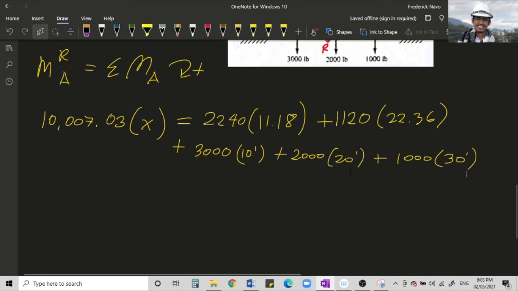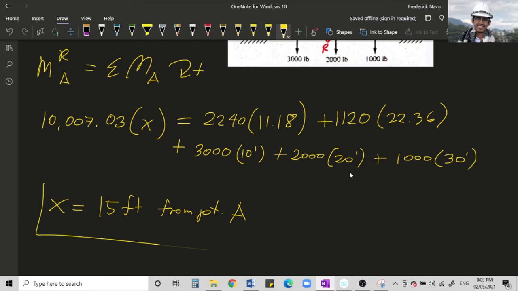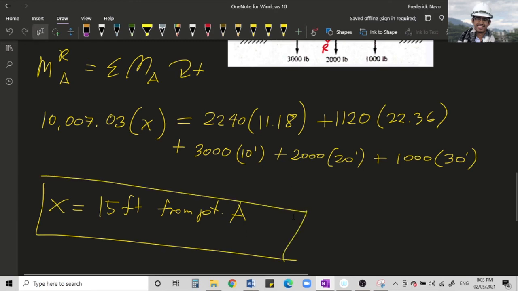So, we can now get our distance x. Right? The distance x is equal to 15 feet. Okay. So, 15 feet from point A, or to the right of A. Okay. So, we have now obtained the location of our resultant from point A. So, that will be our final answers.